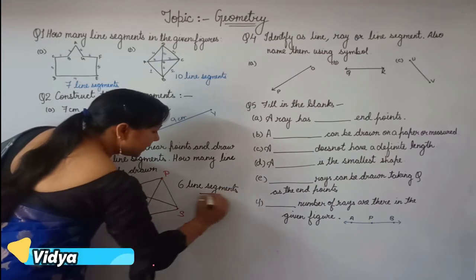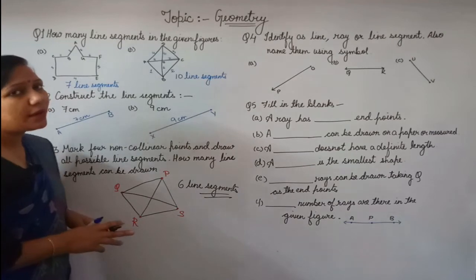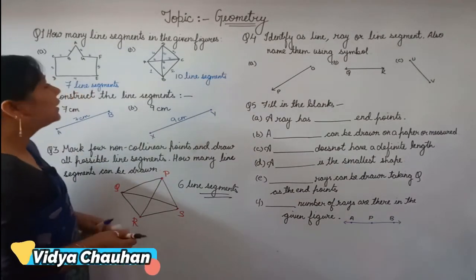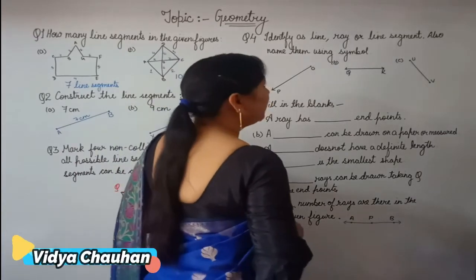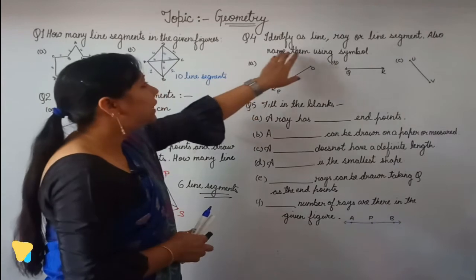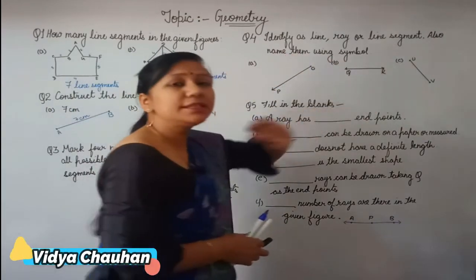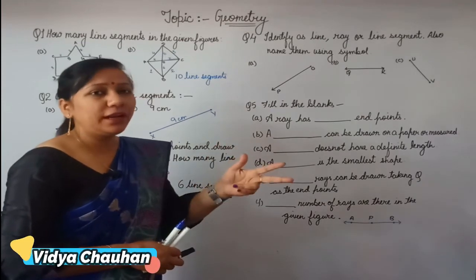How many? 6 line segments. So here is our figure and this is our answer. Okay students? Now coming to the next question, identify as line, ray or line segment. Also name them using the symbol. You have to use the symbol of line, ray or line segment.